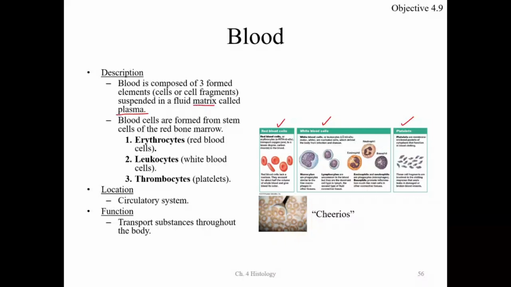Okay? Now, there are stem cells in the red bone marrow, and it will give rise to red blood cells called erythrocytes. And then white blood cells, leukocytes, and platelets, thrombocytes. Okay? Erythrocytes, leukocytes, thrombocytes. Where do we find it? In the circulatory system. Okay? What does it do? It transports substances through the body.